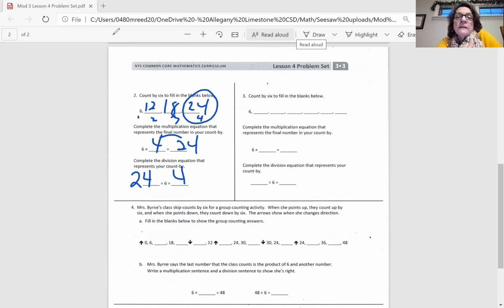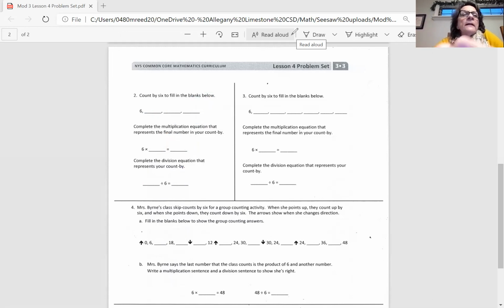All right, next, I'm going to let you do number 3 on your own independently. It's the same type of problem. It's just you have to count a few more 6s and then write a multiplication and division equation to match it. I'm going to clear my pictures here, and I am going to scroll up.